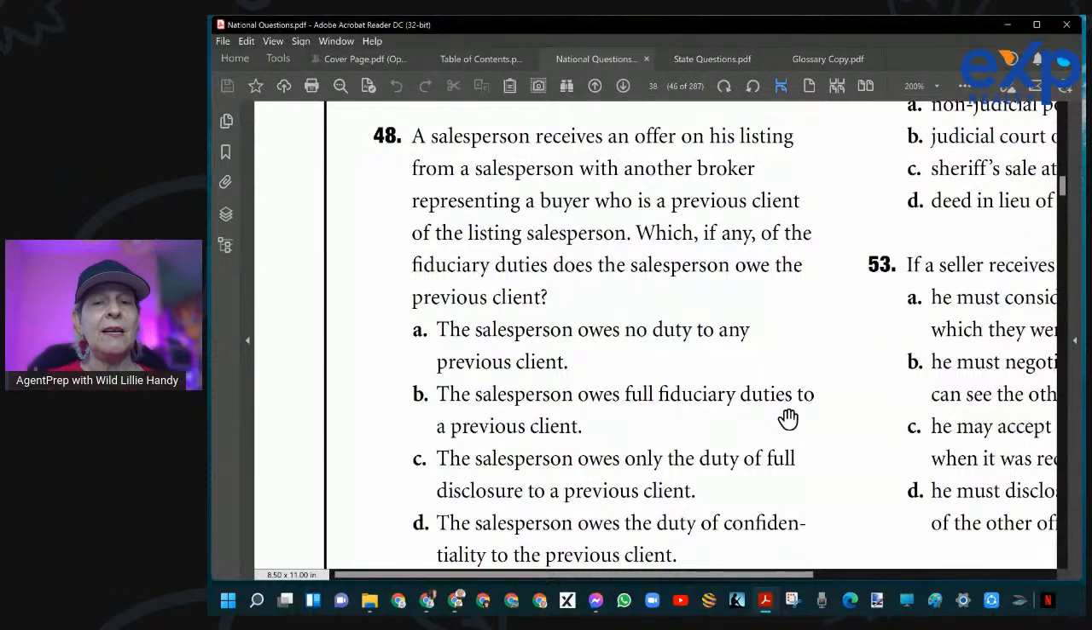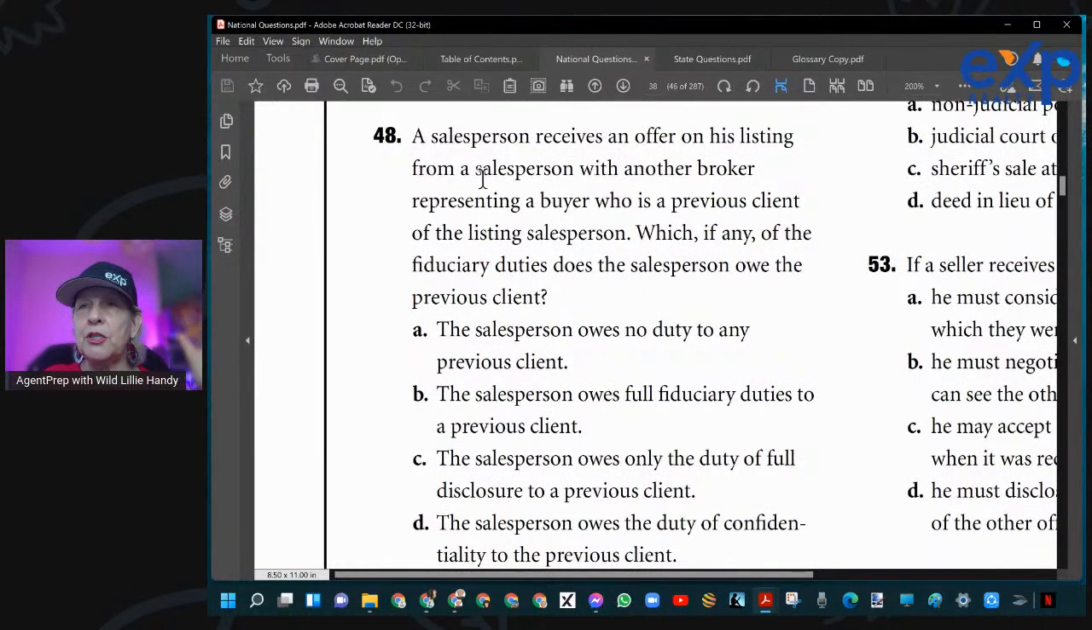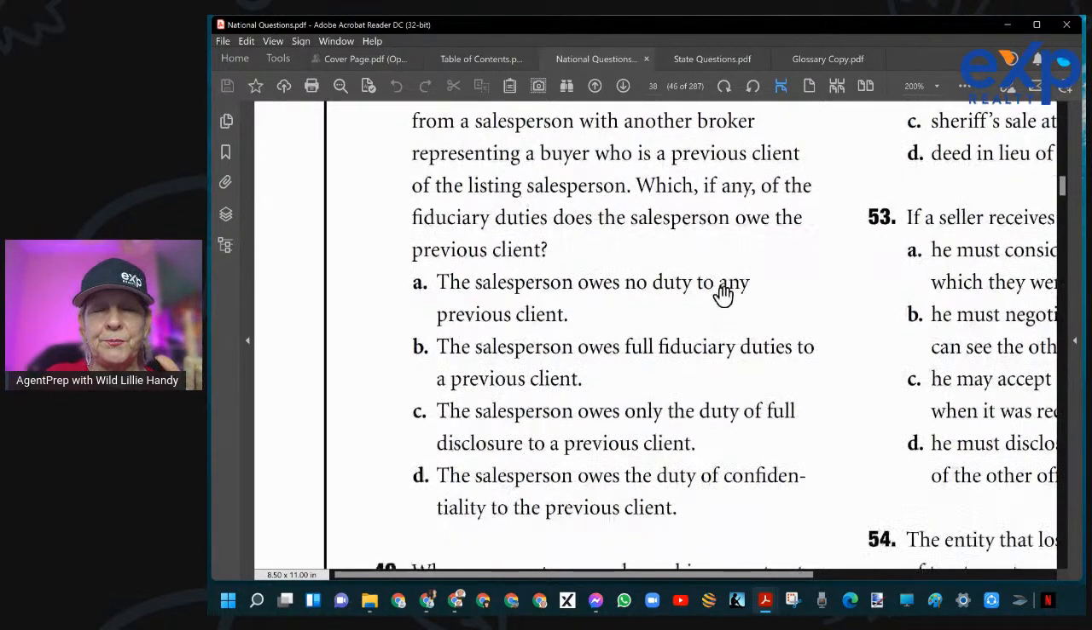Which, if any, of the fiduciary duties does the salesperson owe the previous client? So that means salesperson A, because the buyer is their previous client. Do they owe that client any fiduciary duties? Remember, who do we represent? A, the salesperson owes no duty to any previous client. B, the salesperson owes full fiduciary duties to a previous client. C, the salesperson owes only the duty of full disclosure to a previous client. Or D, the salesperson owes the duty of confidentiality to the previous client.